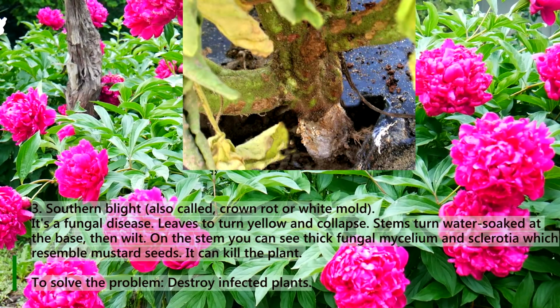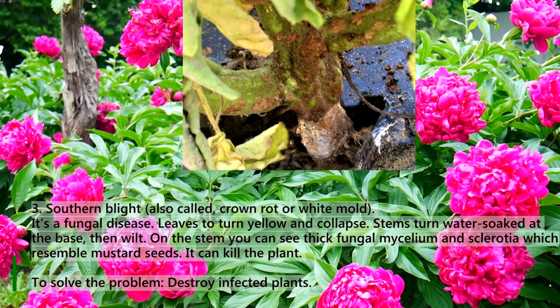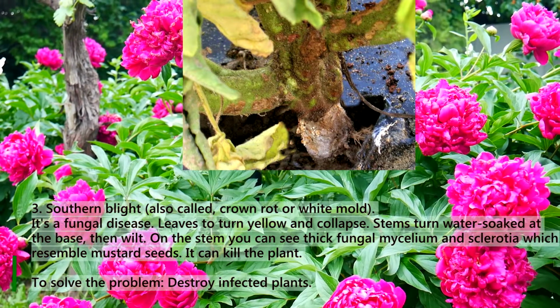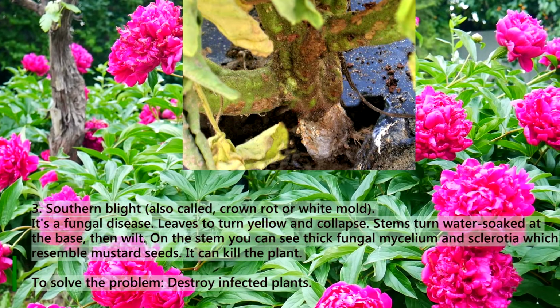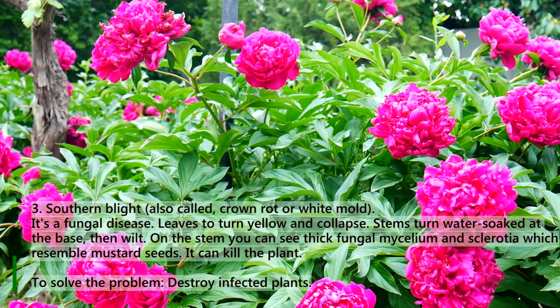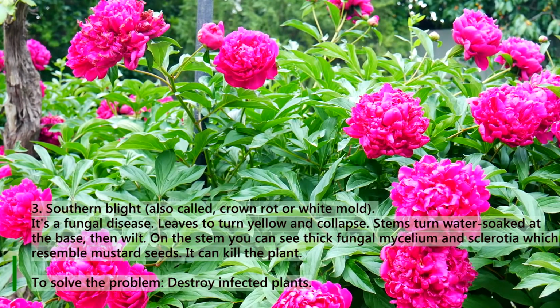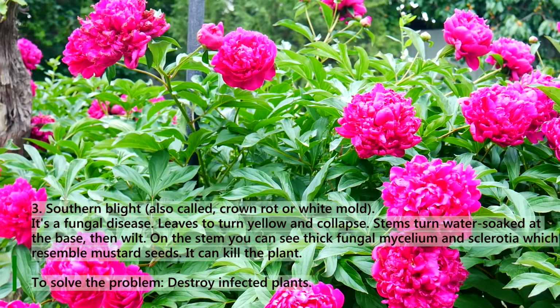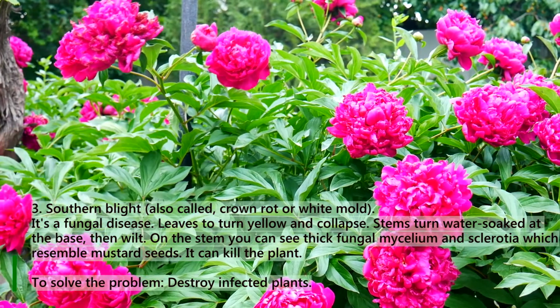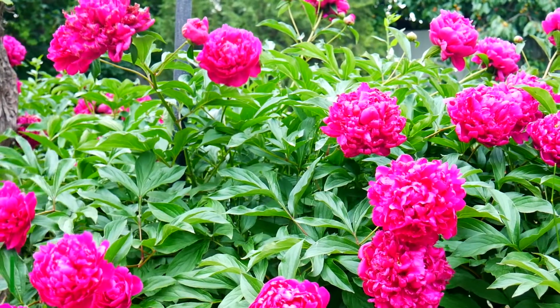3. Southern blight. It's a fungal disease. Leaves turn yellow and collapse. Stems turn water-soaked at the base, then wilt. On the stem you can see thick fungal mycelium and sclerotia which resemble mustard seeds. It can kill the plant. To solve the problem, destroy infected plants.